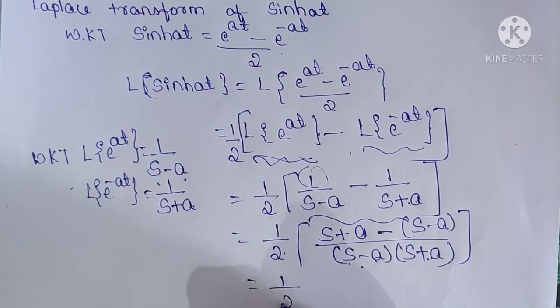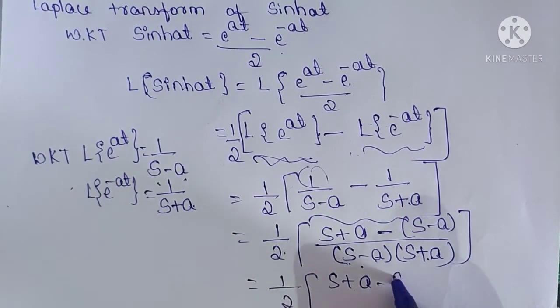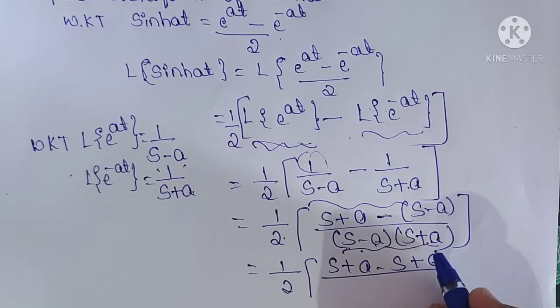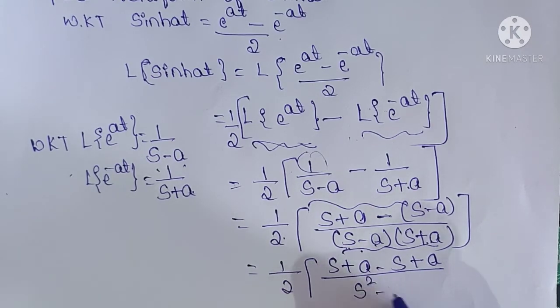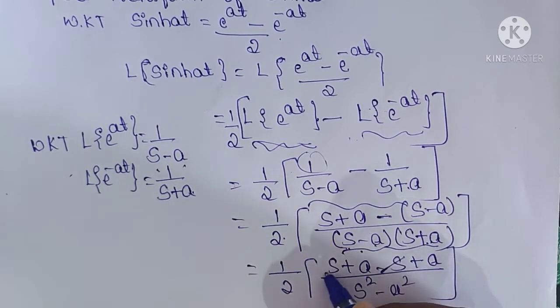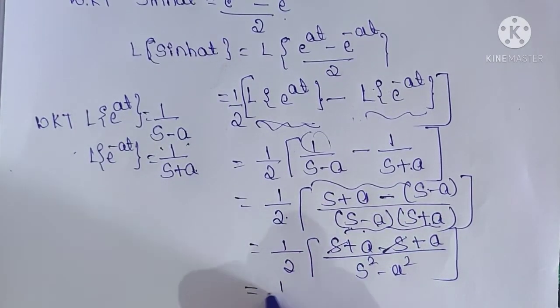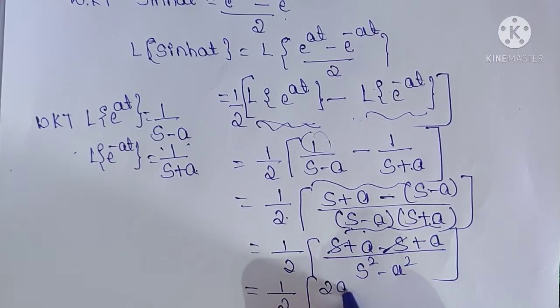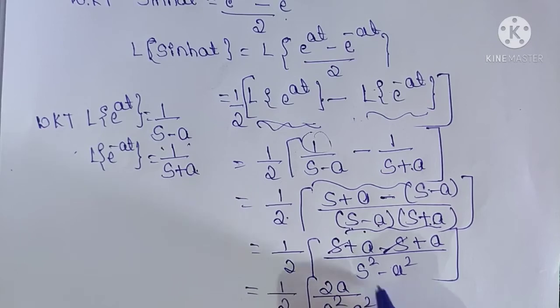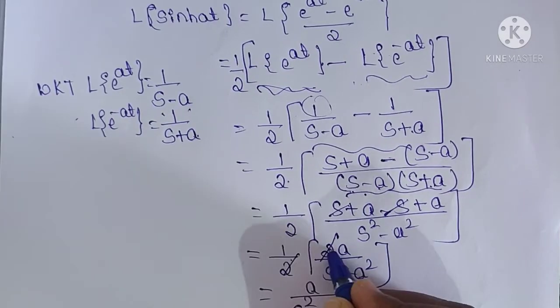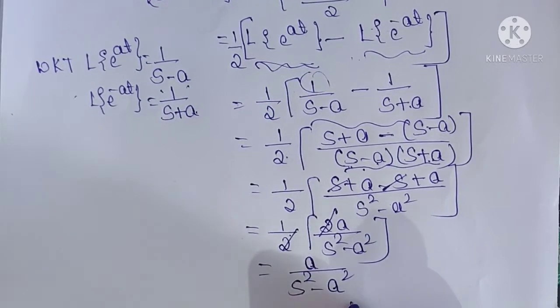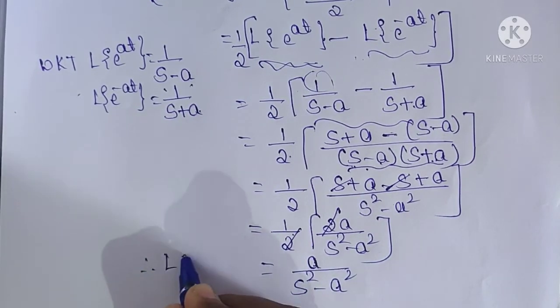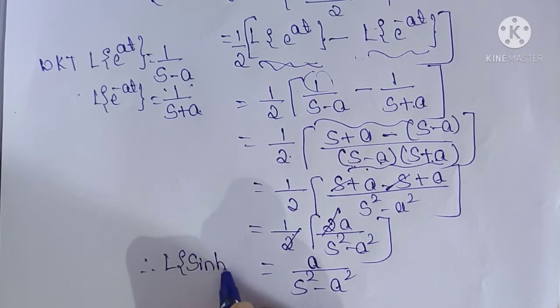1/2 into (s plus a) minus (s minus a), minus into minus is plus a, divided by the denominator term, which is of the form (a minus b) into (a plus b). (a minus b) into (a plus b) can be written as a^2 minus b^2. Here we can write s^2 minus a^2. Minus s plus s gets cancelled. a plus a is 2a, 1/2 into 2a divided by s^2 minus a^2. 2 gets cancelled, remaining a divided by s^2 minus a^2. This is the Laplace transform of sinh(at).